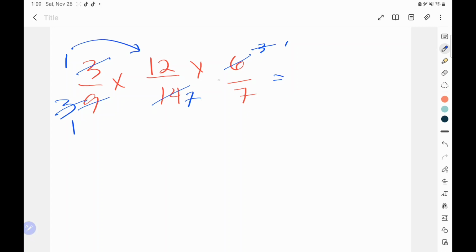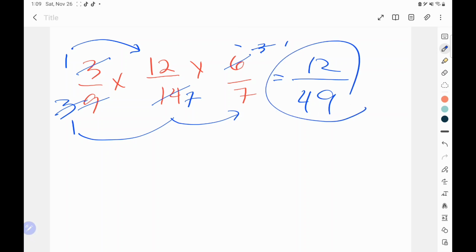1 times 12 is equal to 12 times 1 is equal to, well, 12. Next we have 1 times 7 is equal to 49. We cannot simplify them anymore because there is no common factors between 12 and 49. So your answer here is 12 over 49. If you want to simplify, you can, but it cannot simplify this anymore. Remember that before you multiply numbers in a fraction, you have to simplify or cancel them out first before you multiply, so that your life will be a lot easier.